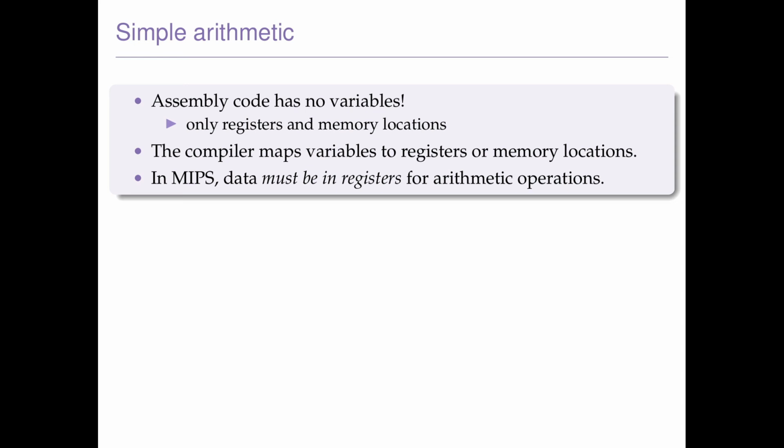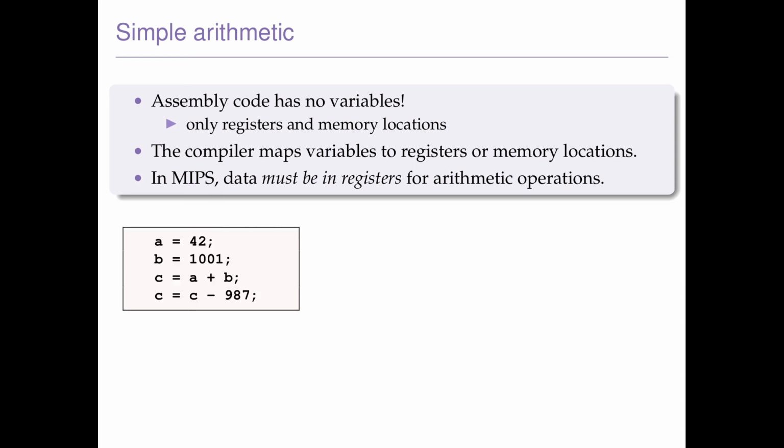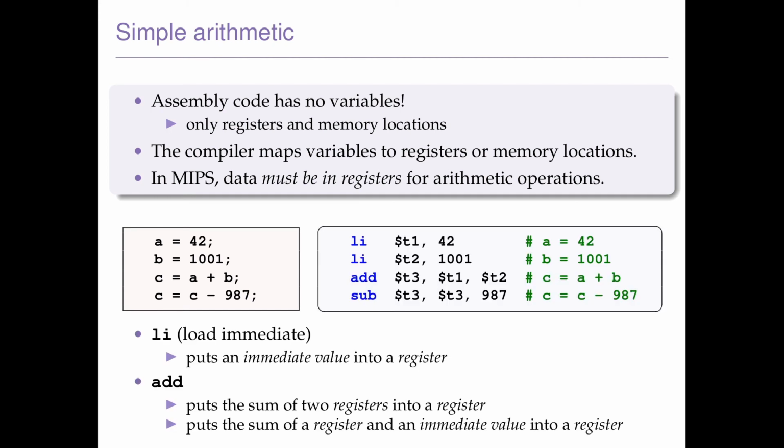So let's have a look at some basic code. I'm sure none of you would blink about writing this in Java: a is equal to 42, b is equal to this, and then c is equal to a plus b, c is equal to c minus 987. I'm sure that would be trivial. In MIPS we need to do a little bit more work, or a little bit more thinking. This is how we would do it in MIPS.